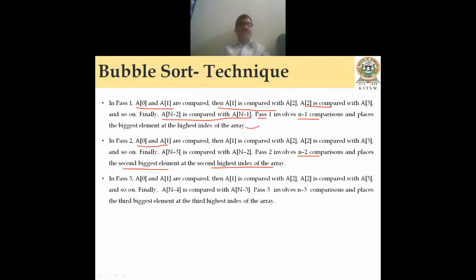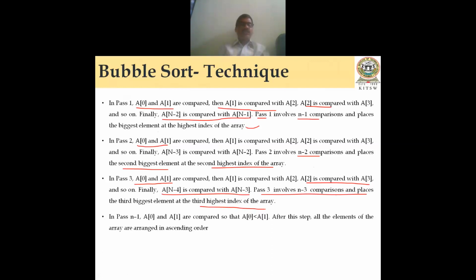In pass 3, again a[0] is compared with a[1], a[1] is compared with a[2], and a[2] with a[3], etc. If the elements are not in the required order, we will interchange those two elements. Finally, a[n-4] is compared with a[n-3]. So pass 3 will involve n-3 comparisons and places the third highest element at the third highest index of the array.